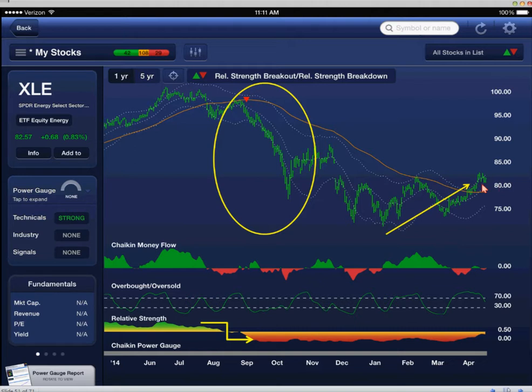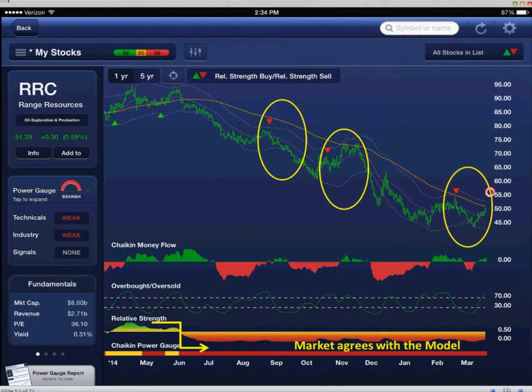Now the rubber meets the road. We see where energy is really going. But once you see that sell signal and the bearish personality change, your job as a trader or an investor is to evaluate any energy stock that you're long and get it out of your portfolio if it's got a bearish power gauge rating. So here's an example of that, Range Resources. Long before the energy sector turned bearish in late August, Range Resources had a bearish power gauge rating and a negative personality change. You've got to recognize those when they happen.